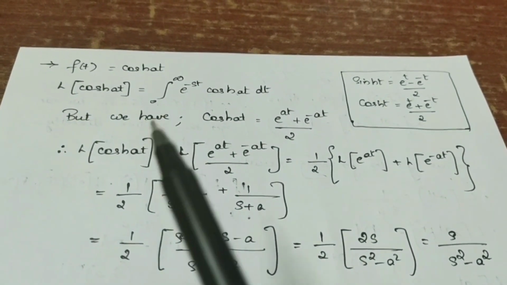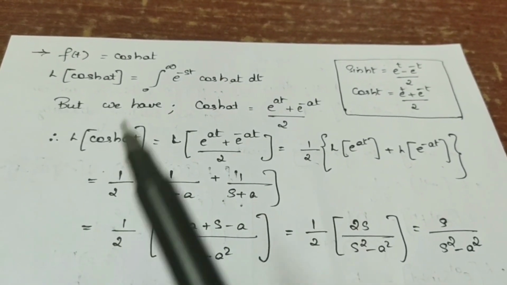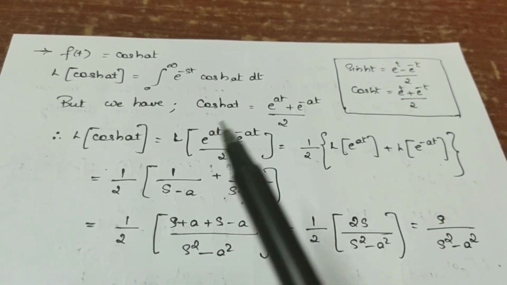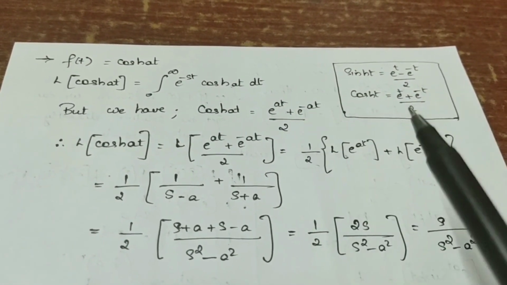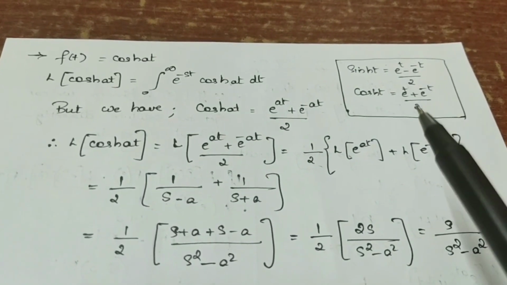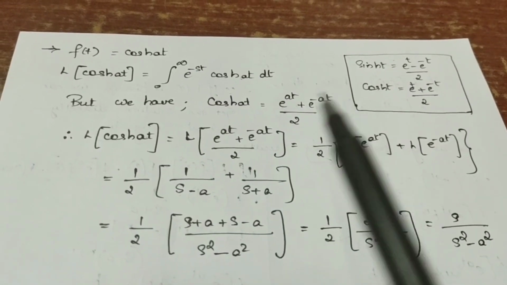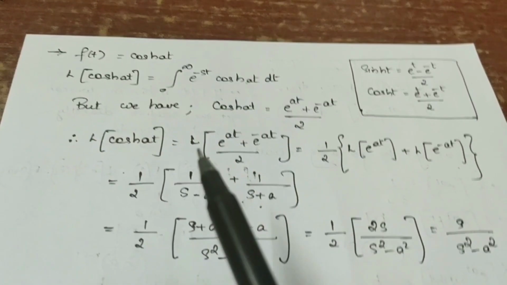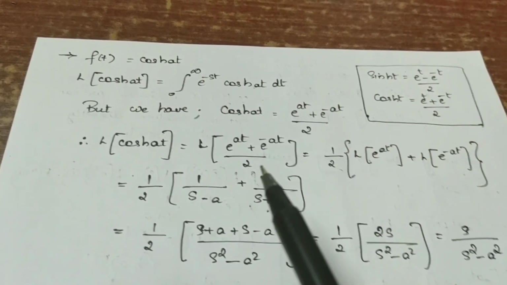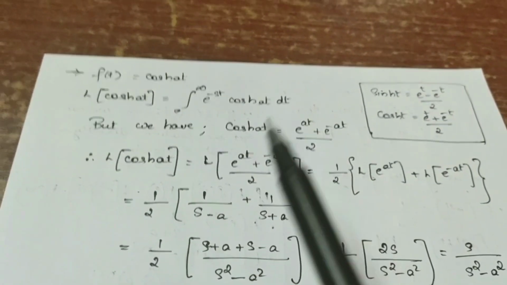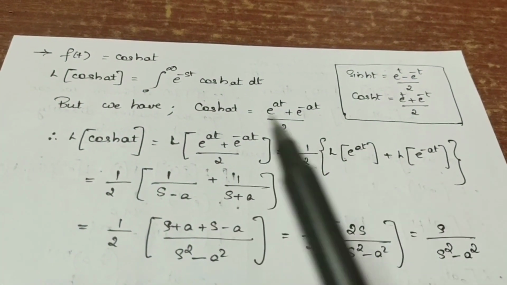Laplace of cos h at equal to the integral from 0 to infinity of e raised to minus st cos h at dt. But we have cos h at equal to e raised to at plus e raised to minus at by 2, because cos ht is e raised to t plus e raised to minus t by 2. Now we just have to substitute this formula here. That is, Laplace of cos ht equal to Laplace of e raised to at plus e raised to minus at by 2, so that we can avoid this integration and wastage of time. So we can directly take the Laplace transforms of these two functions.